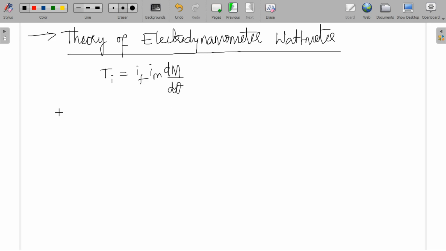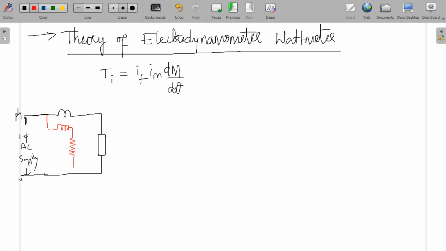Let me draw the circuit of the wattmeter. You have the current coil, which is connected in series with the load. This is the applied voltage, phase and neutral, single phase supply. Next we have the pressure coil, which is connected across the applied voltage. We connect a high non-inductive resistance in order to limit the current flowing through the pressure coil, because springs are used as current carrying conductors over here.